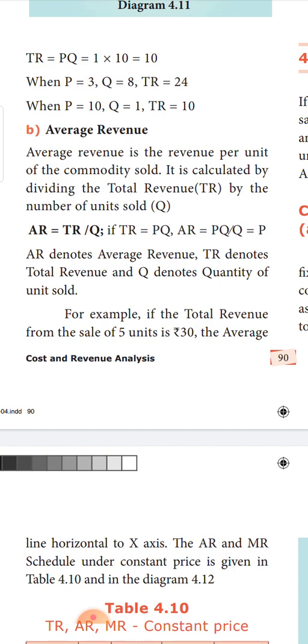TR divided by Q. Very simple formula. Total revenue divided by quantity sold. That's all. So TR, what is TR actually? It is P into Q. Total revenue is nothing but P into Q.